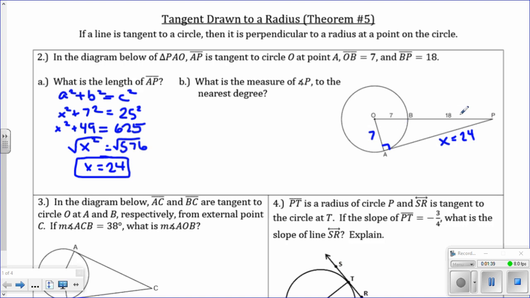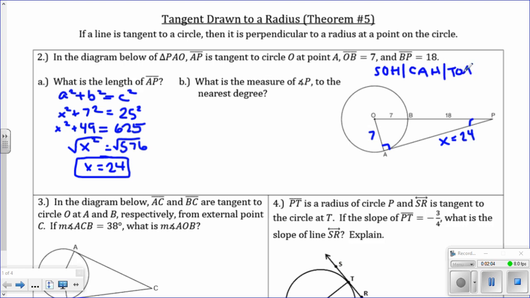Part B says, what is the degree measure of angle P to the nearest degree? Well, we still have a right triangle, but now we're dealing with an angle, and this is going to be a trig problem: sine, cosine, or tangent. All three sides are now labeled because we did find that AP is 24, so really it doesn't matter if you use sine, cosine, or tangent. I would just pick whichever one you want to use. Maybe you don't want to use that 24 from part A.